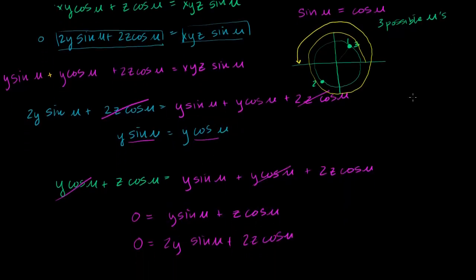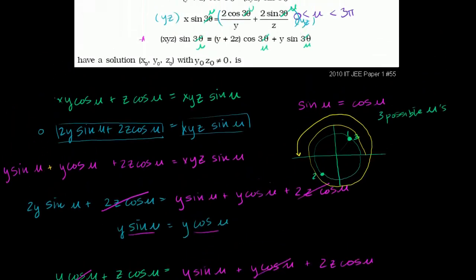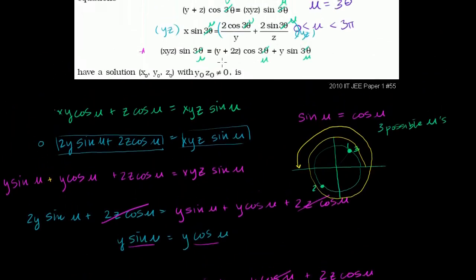So now we've used all of the information that's in the problem. We've used all three of these surfaces to find out what the constraints are for an intersection of the three surfaces. And the only real constraint is that the sine of u has to be equal to the cosine of u. And there are three possible u's between 0 and 3 pi that satisfy that.